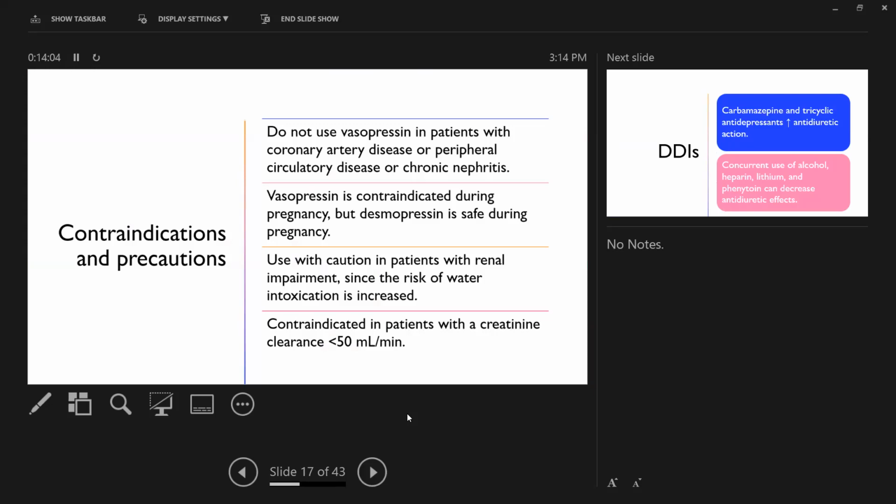Do not use vasopressin in patients who have coronary artery disease or peripheral artery disease, peripheral circulatory disease, or patients with chronic nephritis. Vasopressin is contraindicated during pregnancy because of its tendency to cause vasoconstriction. Desmopressin is safe during pregnancy. You want to use these drugs with caution in patients with renal impairment, since the risk of water intoxication increases. And don't use it in patients with creatinine clearances below 50 mils per minute.